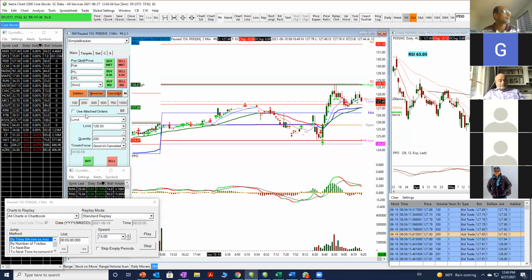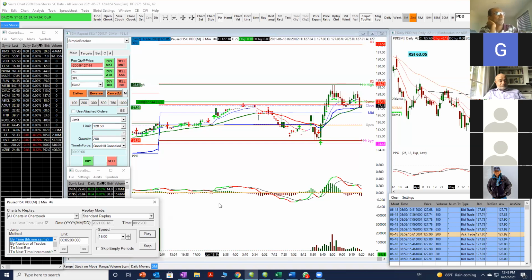So again, my 200 shares, this time I'm going to short it, sell market right here, maybe slightly above. We're going to have some market order and let's see what happens. And we are in because the stock is continuing its journey.